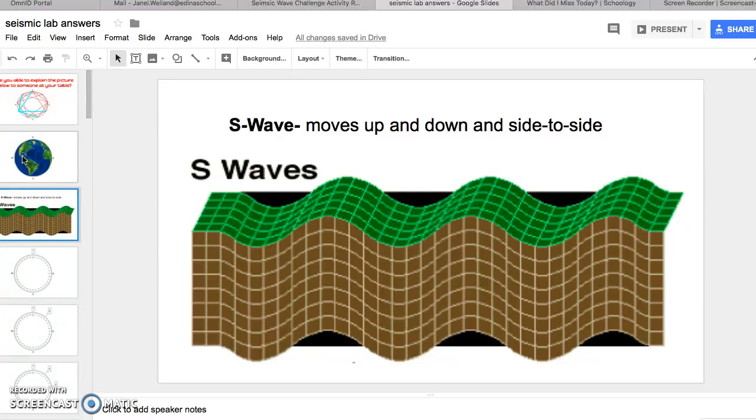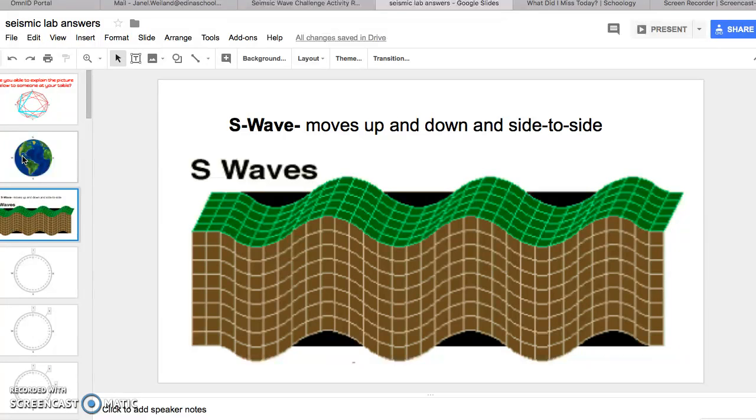So one of the links you clicked on was about S waves. And I think many of you are going to think that S waves stand for seismic waves, but in fact, there are many different kinds of seismic waves. There are P waves and S waves. And actually, S wave stands for secondary because it's the second type of wave that comes out from an earthquake. S waves move up and down, and they can also move the earth side to side or the rock side to side.